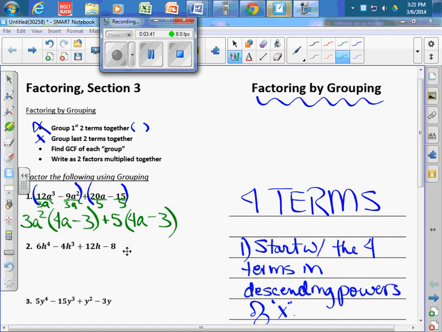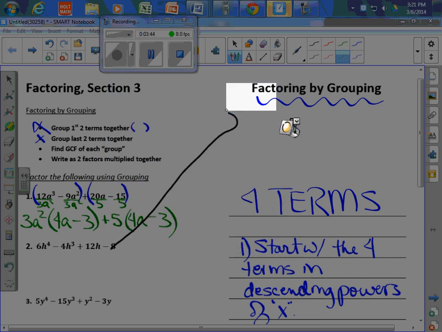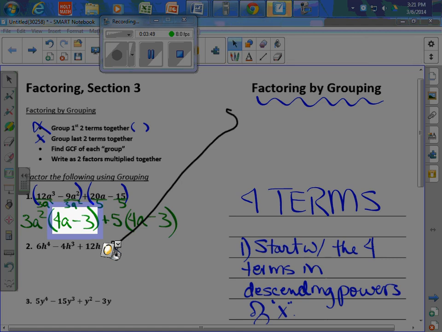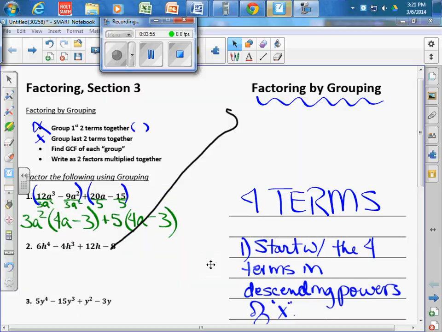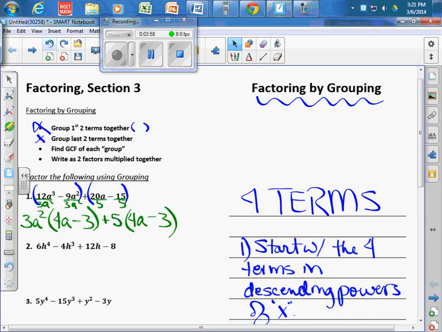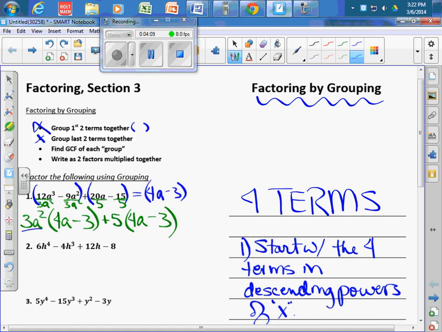Now if you'll notice, and we've already been doing part of this, look at this 4a minus 3 here. And the 4a minus 3 here. When those 2 things are the same, we're going to be able to factor that out. Remember what that's going to look like? Let's get rid of that mark. That 4a minus 3 is going to get pulled out, and what's going to be left over? The 3a squared plus 5. There's your final answer. And if we were to FOIL this, guess what we would come up with? These 4 terms.